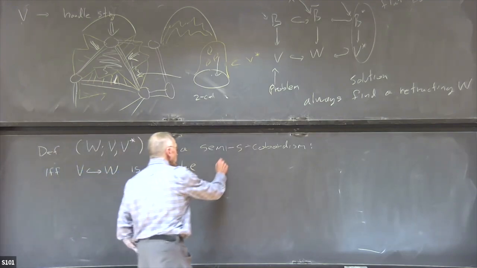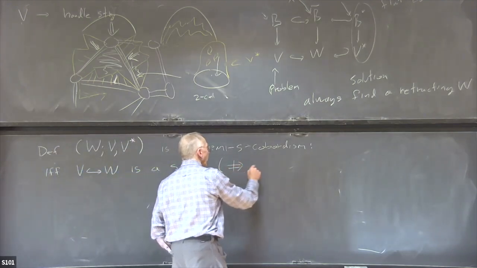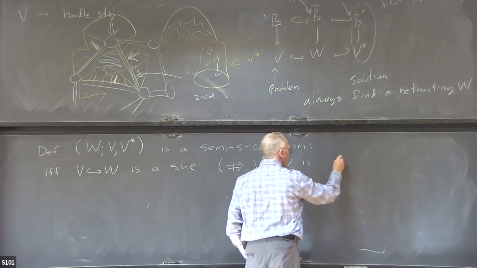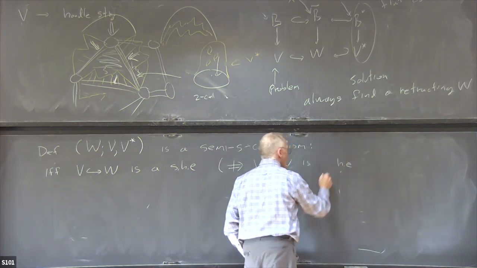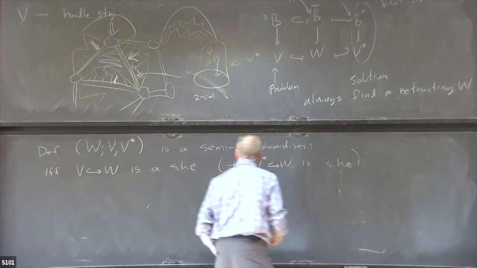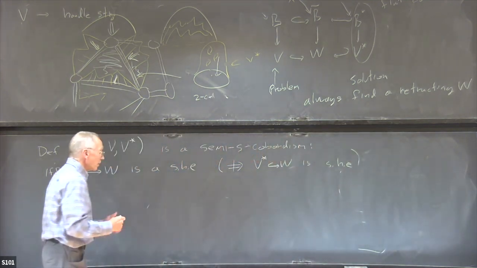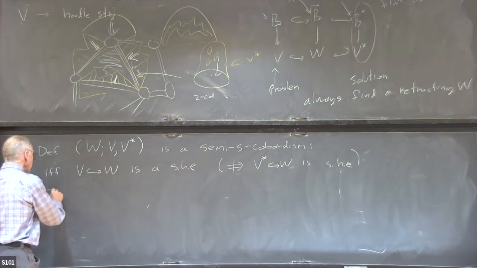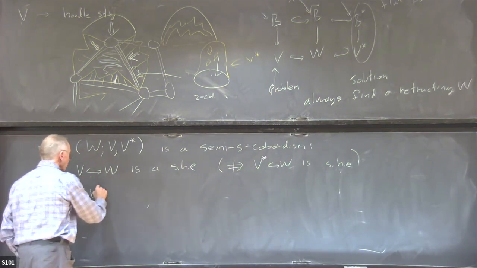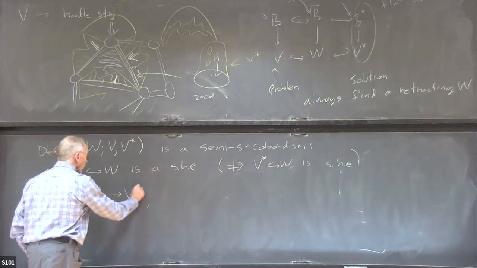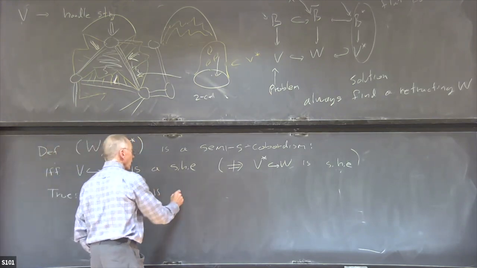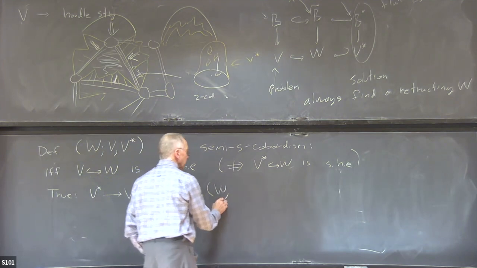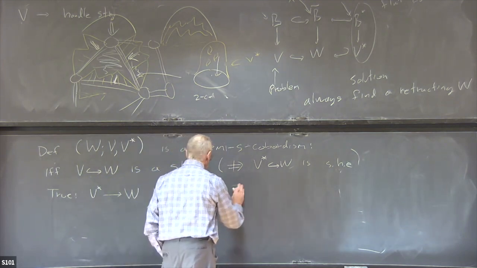Now, this does not imply that the inclusion of V star into W is a homotopy equivalence. Certainly not a simple homotopy equivalence. It's actually rather close. Using Lefschetz duality in the universal cover, you find that what is true is that V star included into W is an isomorphism on homology of W with group ring coefficients.